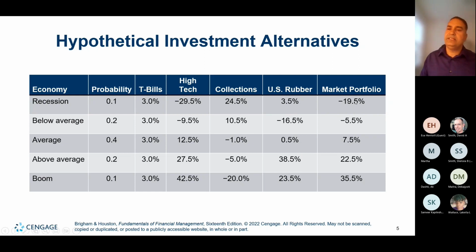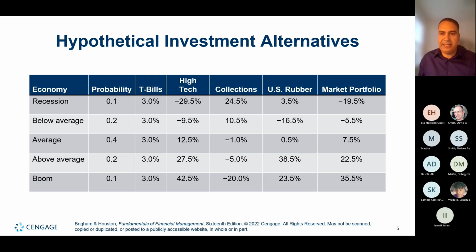So this is also a hypothetical situation where we have combined the whole market portfolio, and that market portfolio would actually mean the S&P 500. So you take the return on the S&P 500. That is what we call the market portfolio. So what we mean by that is that if there's a recession, the S&P 500 would be losing you 19.5%. If it's a good economy, boom, then you'll be earning 35.5% on the S&P 500. But if you want to invest in these individual sectors, then these will be your returns.